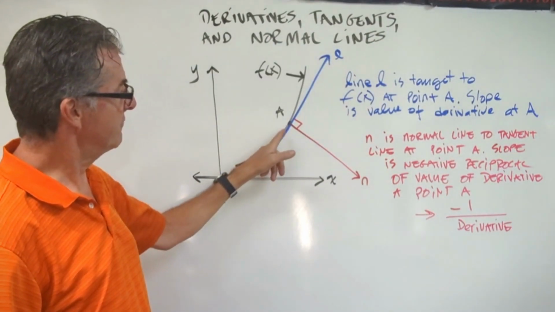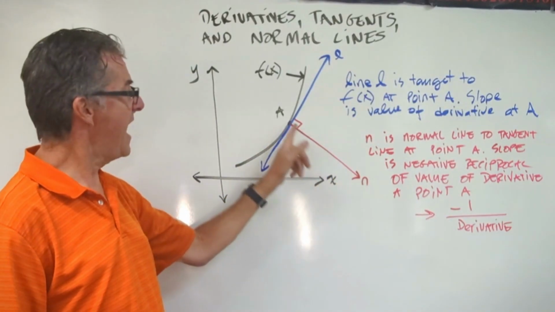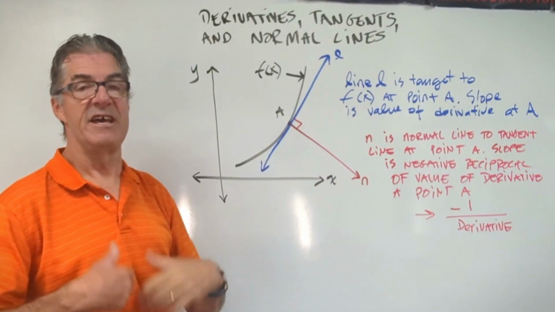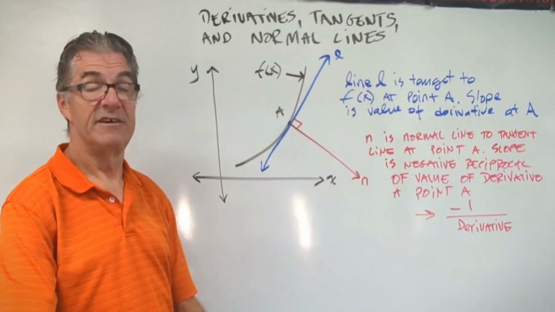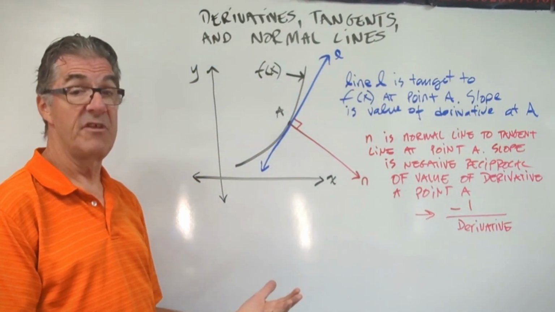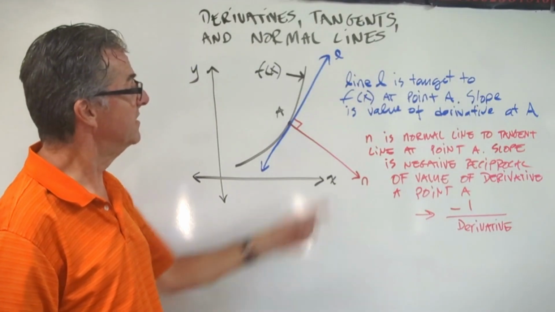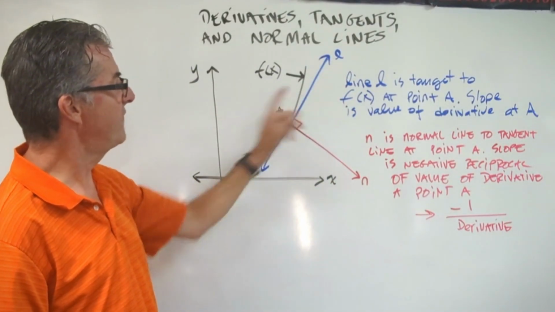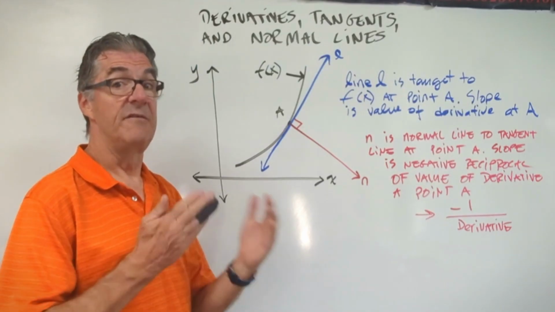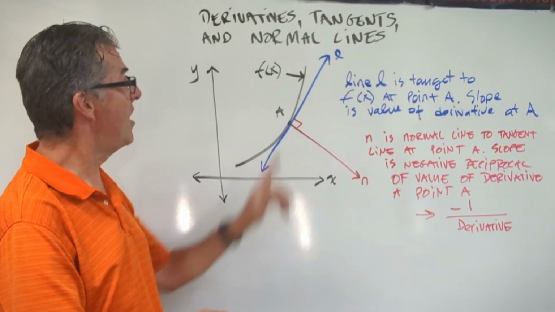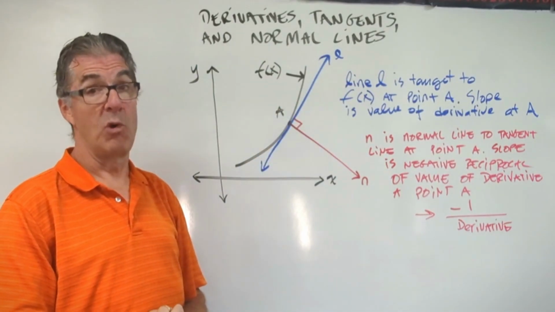And then finally, in red, I've drawn my normal line at point A. The normal line is 90 degrees to the tangent line, so it's coming out exactly like that. Now let's take a look at some of the things we know about this situation. Line L is tangent to f of x at point A. The slope of line L is the value of the derivative of f of x at point A.